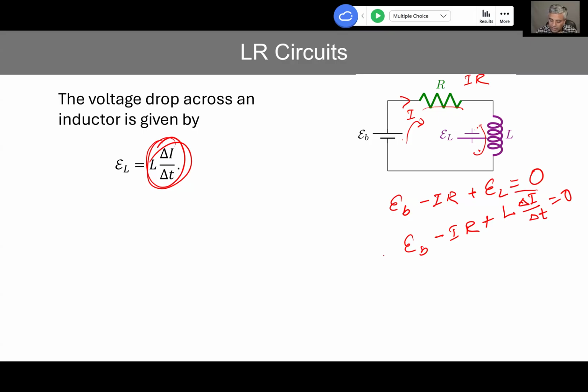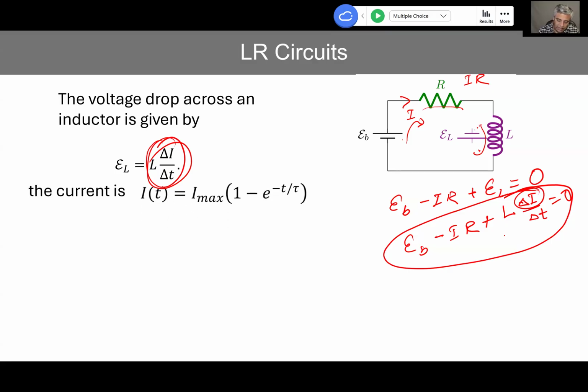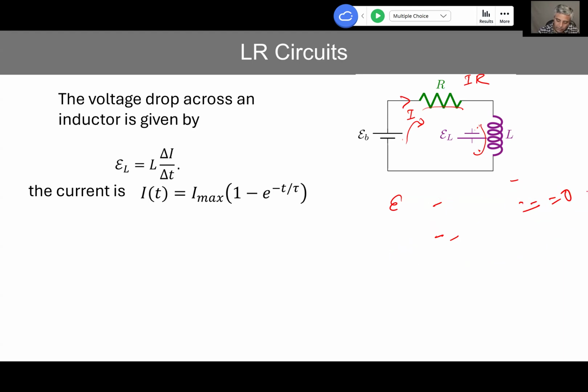Solving that requires the knowledge of calculus, so I am just writing the solution here. If we were to solve this equation for current, it turns out to be something like this, just like we had for the capacitor. We had a similar equation for the capacitor. So in this case, we have 1 minus this exponent there.